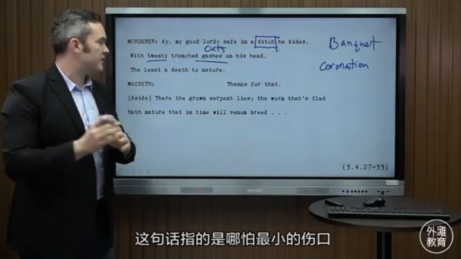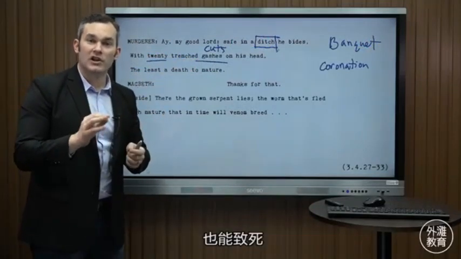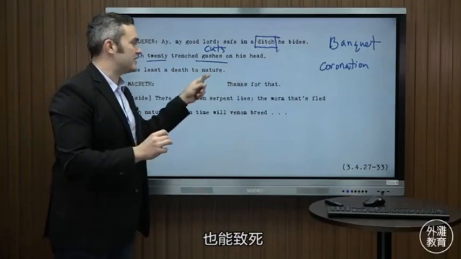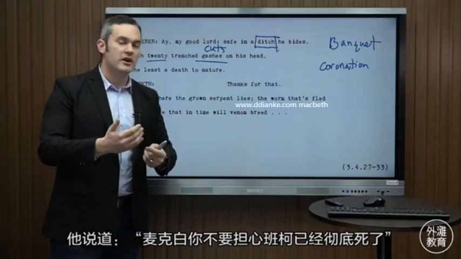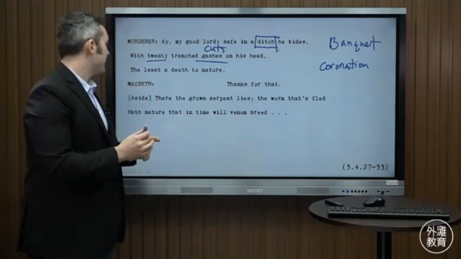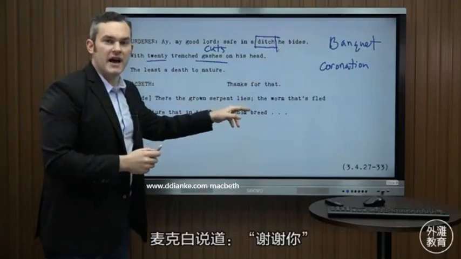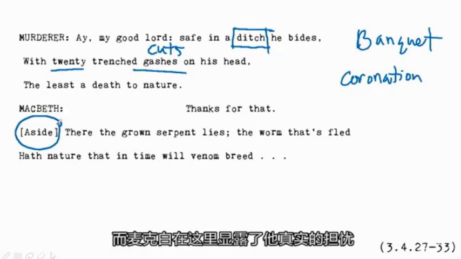"The least a death to nature." Okay, so what he means here is that even the least gash, in other words, the smallest cut, would be a death to nature. But he gave him 20 cuts. So he's saying, Macbeth, don't worry, Banquo is definitely dead, right? And Macbeth says, thanks for that. But in an aside, in other words, in a speech that the audience hears, but that the other characters don't, Macbeth reveals his real worry.